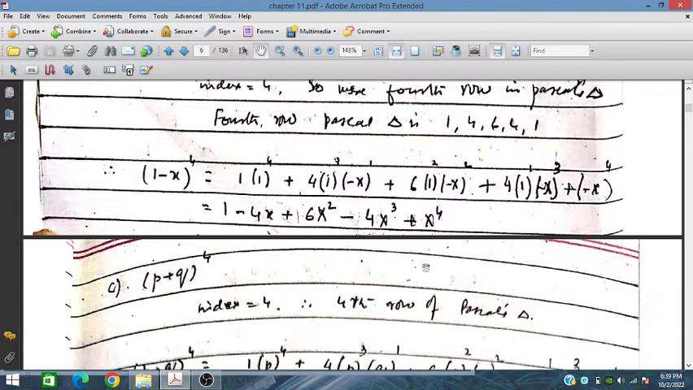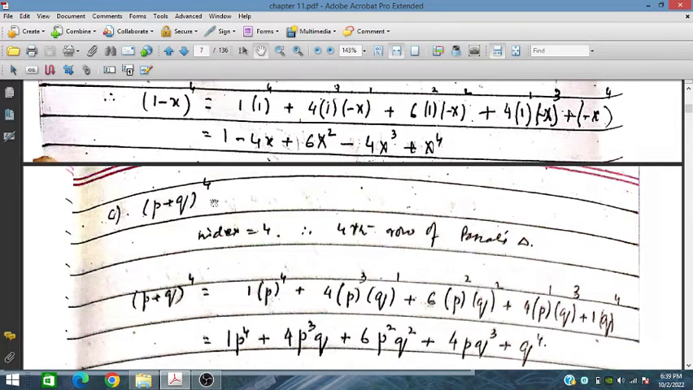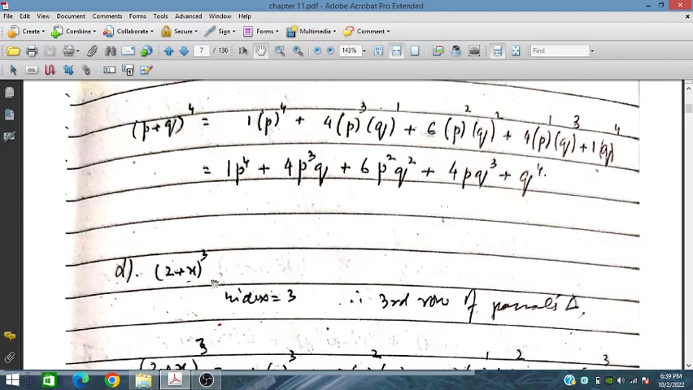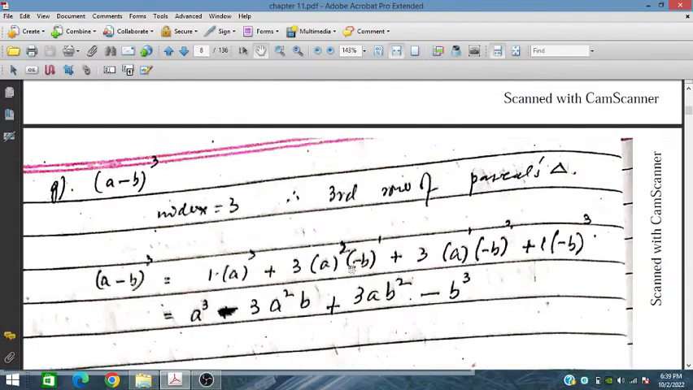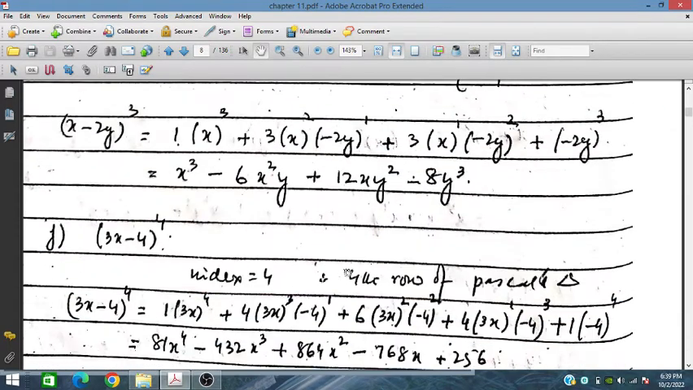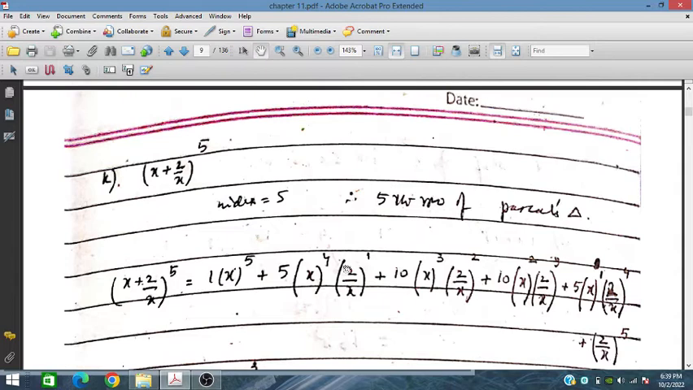So this is simple. And for the other part, the fourth row, similarly for this one, that's 5 for this. So we have solved it all. Next, for the fifth row there will be 6 terms: 1, 5, 10, 10, 5, 1, and in place of a we have this, and in place of b we have this, 2 upon x.